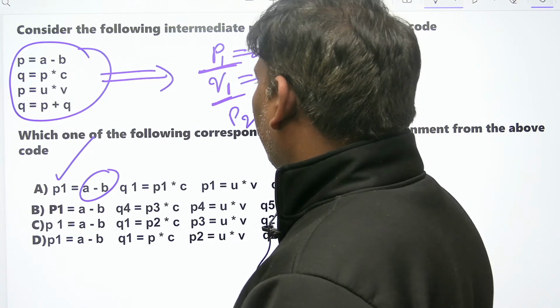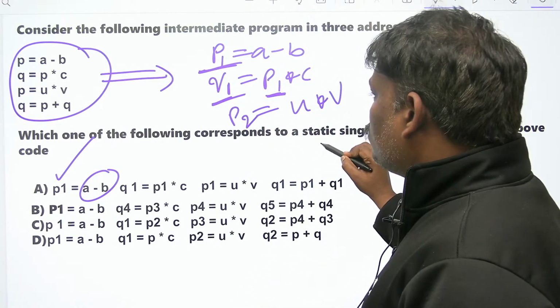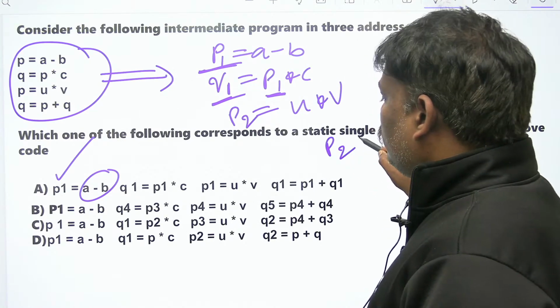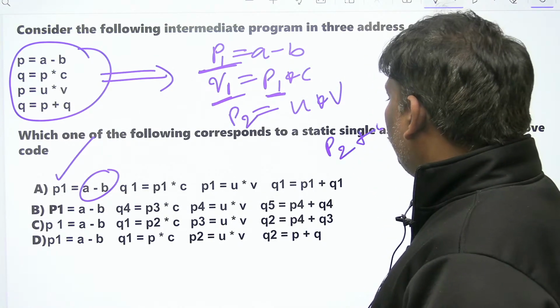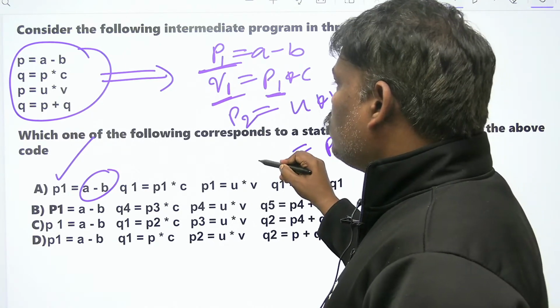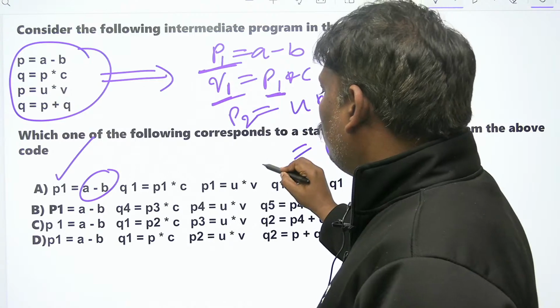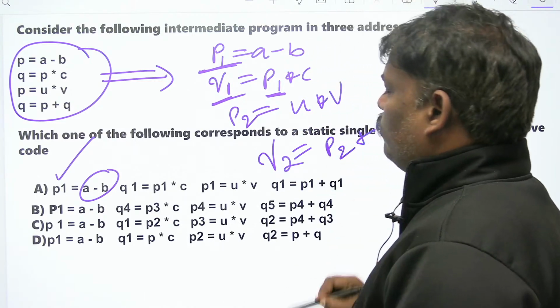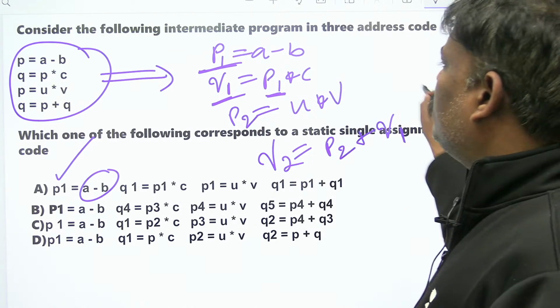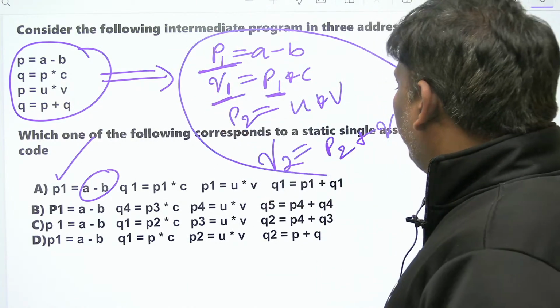What is the next one? So this P means what? Nearest P. What is the answer? P2. Plus, what is the meaning of this Q? Nearest Q, Q1, goes to Q. Previously you wrote Q1, so now you cannot use the same name, it is Q2. Static single assignment. So this is the answer for this. Very simple.